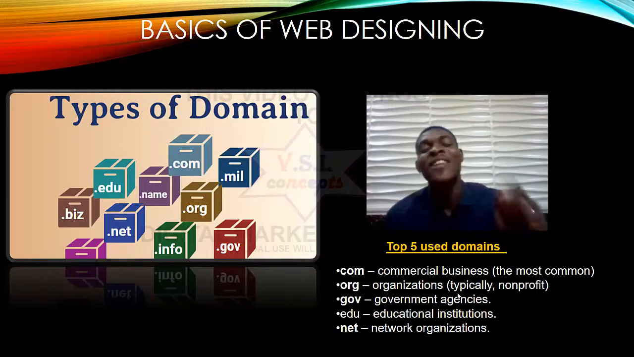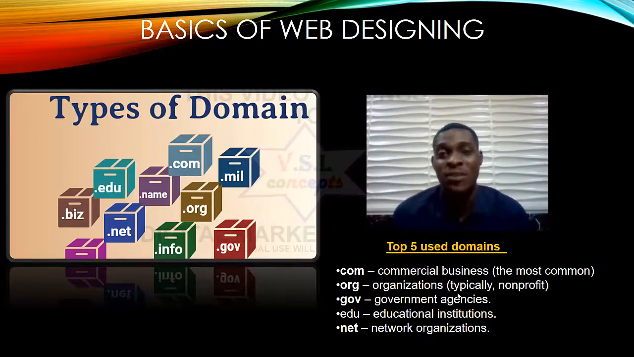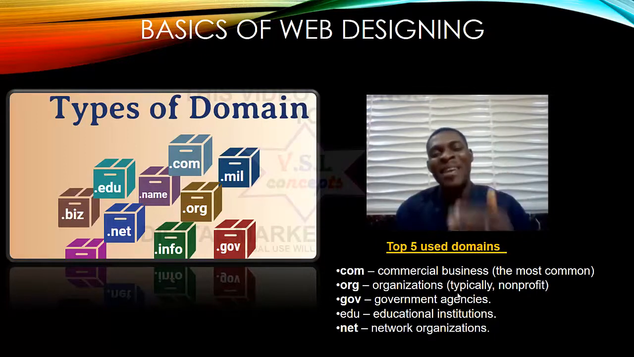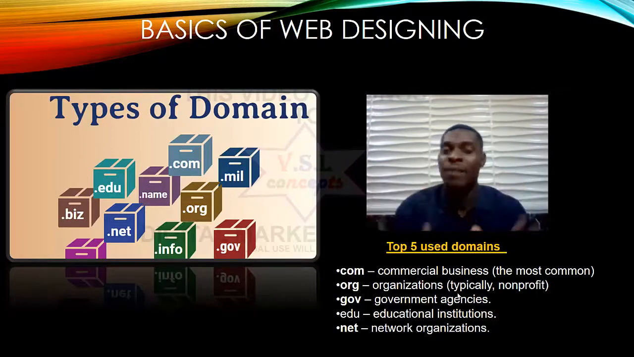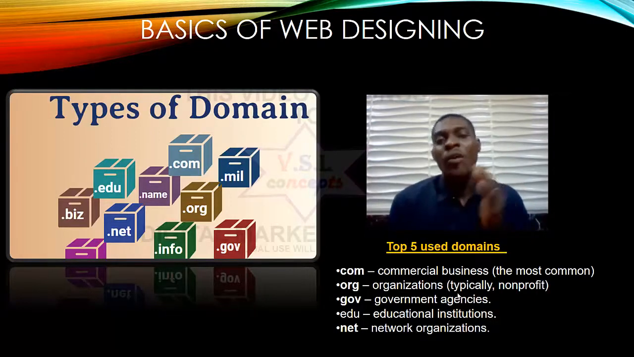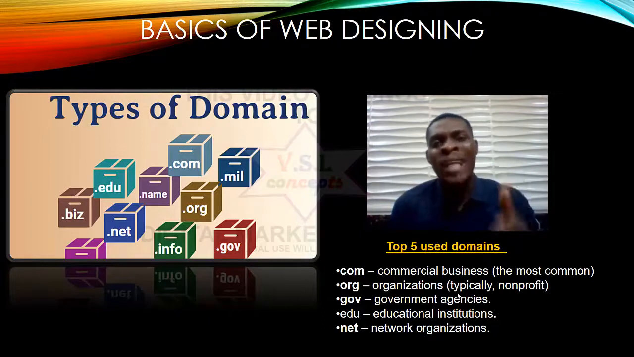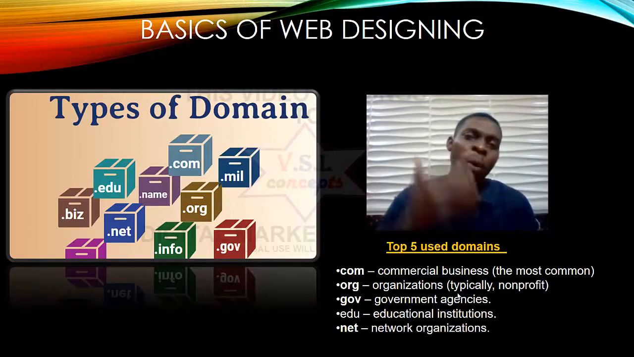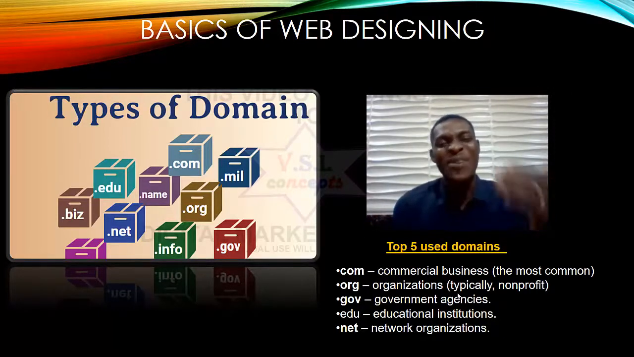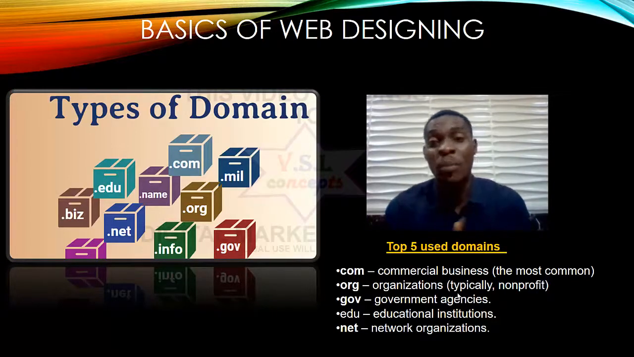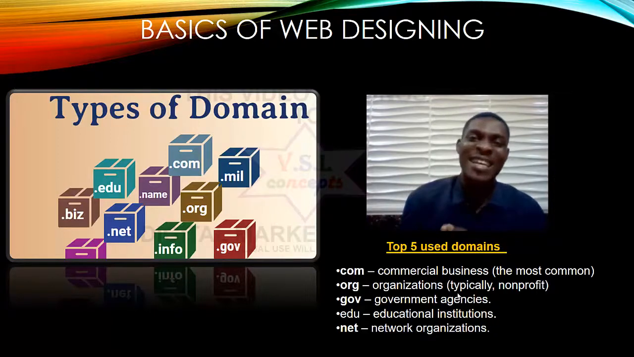The next is what? .net. Network organizations. I'm sure you understand what I mean by all these 5 domains that are available for us. Please and please, guys, for you to become a professional, you must know when to use a particular domain and when not to use this particular domain. I'm sure that I've explained to you exactly what you need to know about how to choose a domain name and how not to choose a domain name.